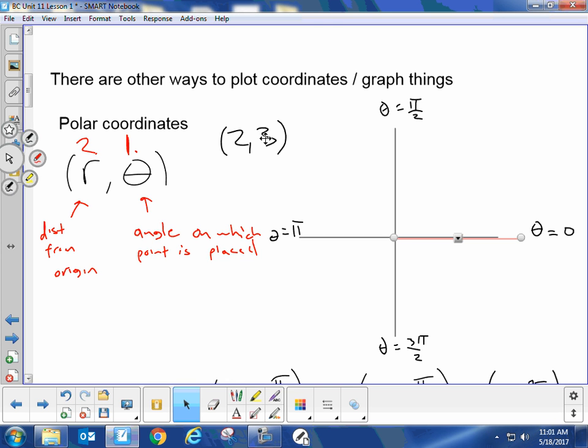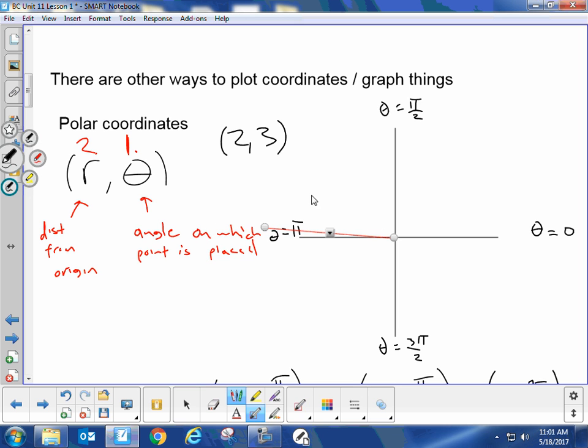The actual number 3. Right, because pi is 3.14159265. That's really close to 3. Okay, so I am going to first go to the angle of 3. Now I need to go a radius of 2 units, a distance of 2 units. How do I do that?